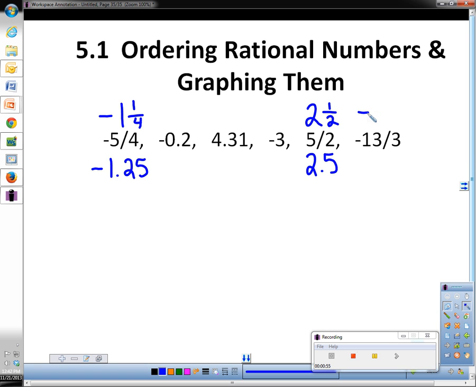-13/3, that's going to be negative. 3 goes into 13 4 times. That gets me to 12. So I've got 1 left over out of 3. As a decimal, that's -4.3 repeating.